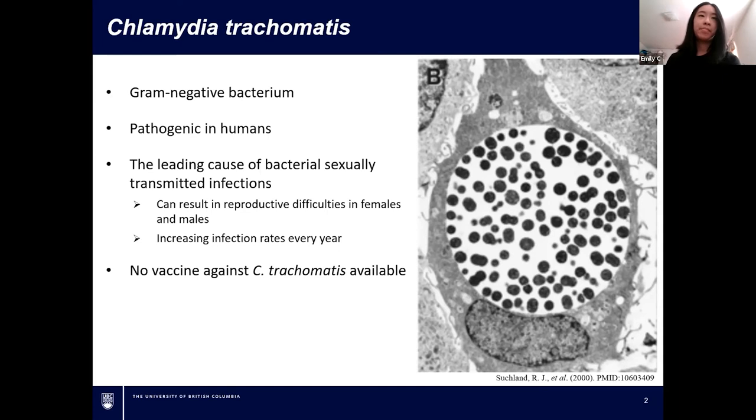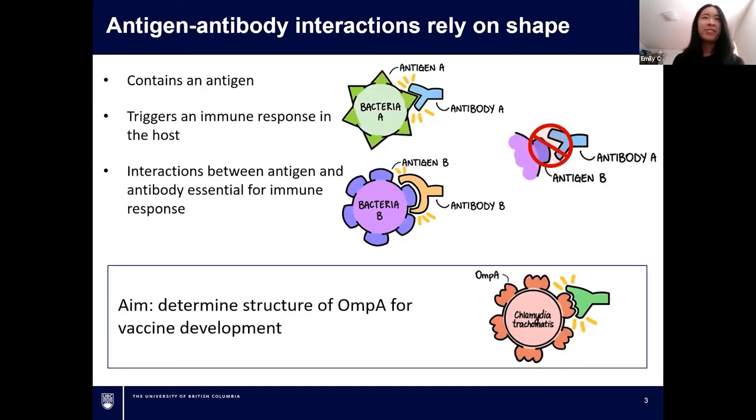Next slide, please. So what is a vaccine? Some vaccines contain an antigen which can trigger an immune response in the host. On the right is a simple example showing how the shape of the antibody and the antigen are important in initiating the immune response. For this project, we aim to determine the structure of UMP-A. UMP-A is an outer membrane protein in Chlamydia trachomatis, which can trigger immune response in the host. Next slide, please.